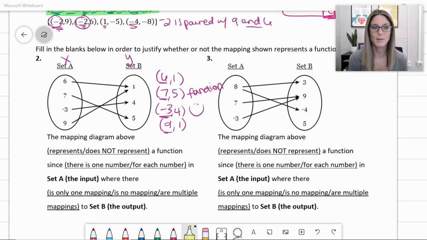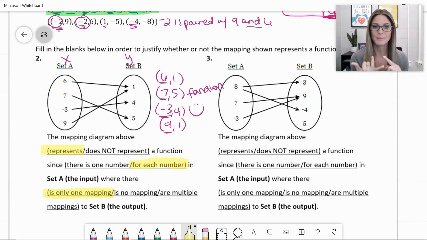It says the mapping diagram above, you're going to choose represents a function, since for each number in set A, the input, and that's bolded because that's also a drop down or a choice on your Delta Math, but that one is always going to say set A, the input. You're always going to choose that one, okay? So one less one to get wrong, just know that one is always set A, the input. For each number in the input where there is only one mapping to set B, the output. Again, set B, the output, I put it in bold because it's also a place that you choose on Delta Math, but that's always the answer.